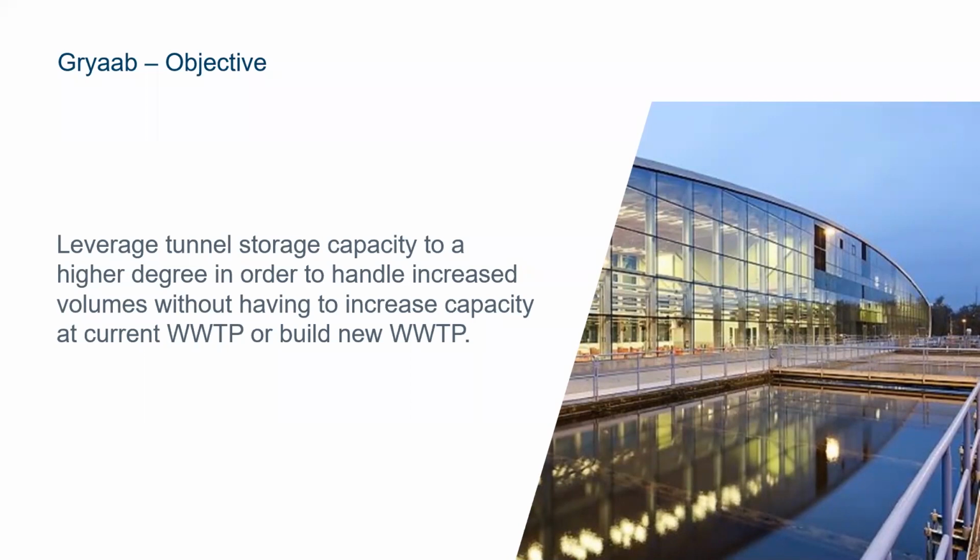Further, the plant is only manned part-time, and outside of regular work hours, standby crews can securely monitor and adjust plant performance remotely from their homes. The overall objective of implementing Future City Flow was to manage issues related to sewer overflows and to reduce storm weather impacts on the treatment plant by leveraging the tunnel storage capacity to a higher degree without having to increase capacity at their current plant, or even in a worst case scenario, building a whole new treatment plant to fulfill new regulation permits.